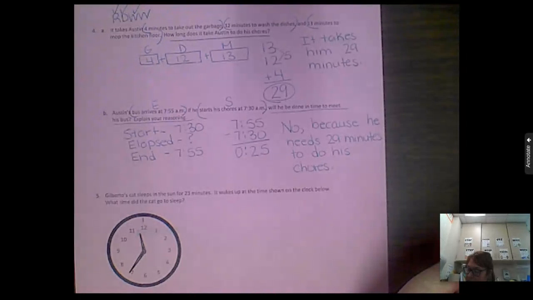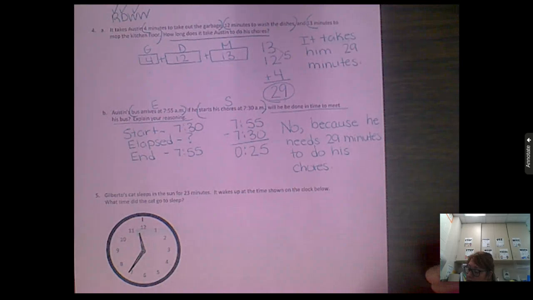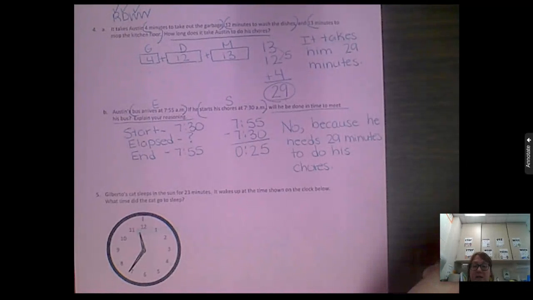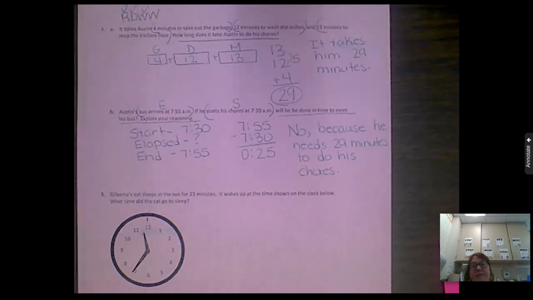All right. I'm going to leave it up to you if you want to test out number 5. It would be a good idea for you to do number 5 to practice with your clocks. But think about your start, elapsed, end here as well. So you could set up that chart for yourself to find what time the cat goes to sleep. Okay, but super job today, boys and girls. Keep it up, and I will see you tomorrow.